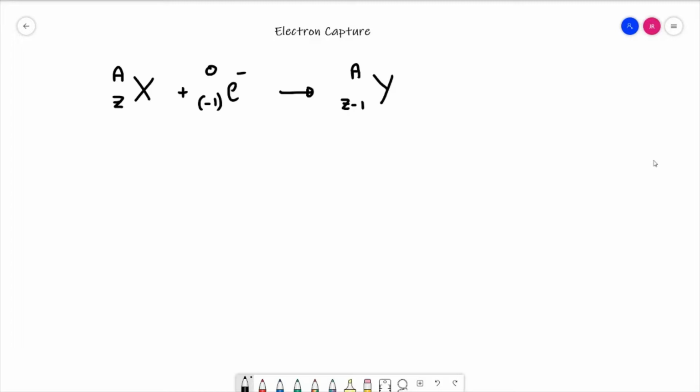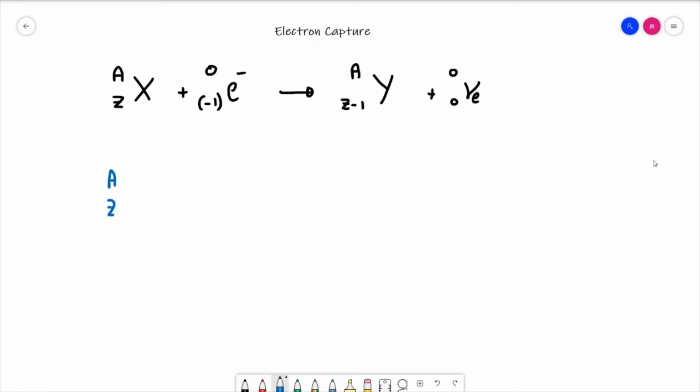Therefore we will have a different element, it will be y. We will also add in an electron neutrino just in order to keep everything conserved and to make sure that we are obeying all of our conservation laws there. Now you may notice that electron capture is very similar, at least from the A and Z point of view, as beta plus decay.